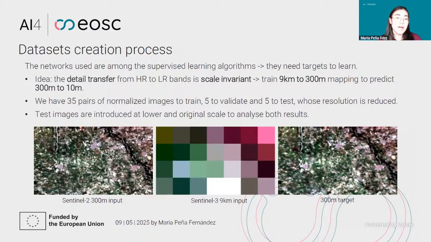And just to mention that the test images that we used are finally introduced into the networks both at lower scale and also at the original one, so that we can analyze both results and see the differences between them. And in the slide, you can see some inputs to the network: the Sentinel-2 300 meter, once it has been downscaled, also the input from Sentinel-3 at 9 kilometers, and also the target, which corresponds to the original Sentinel-3 image at 300 meters.